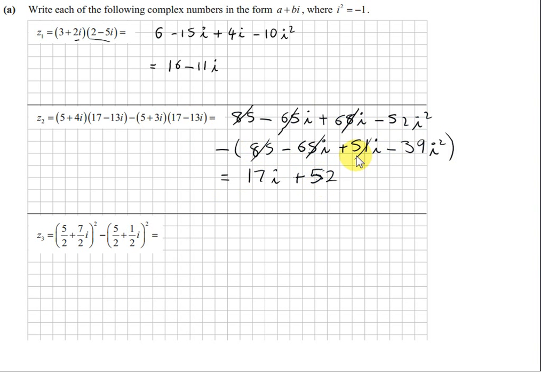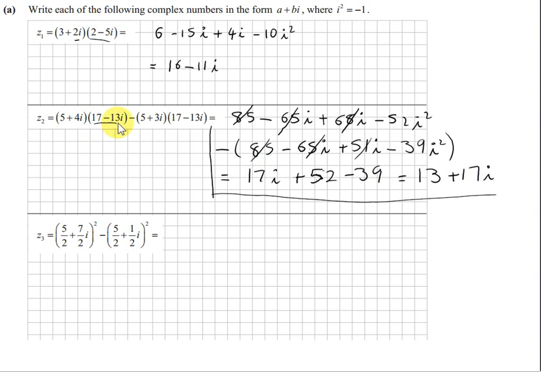We've got rid of these. Now we have minus 39i squared. That's plus 39i squared. Plus 39 by minus 1 is minus 39. 52 minus 39 is 13. So I'll write the real part of this complex number first and the imaginary part second. So we get 13 plus 17i.